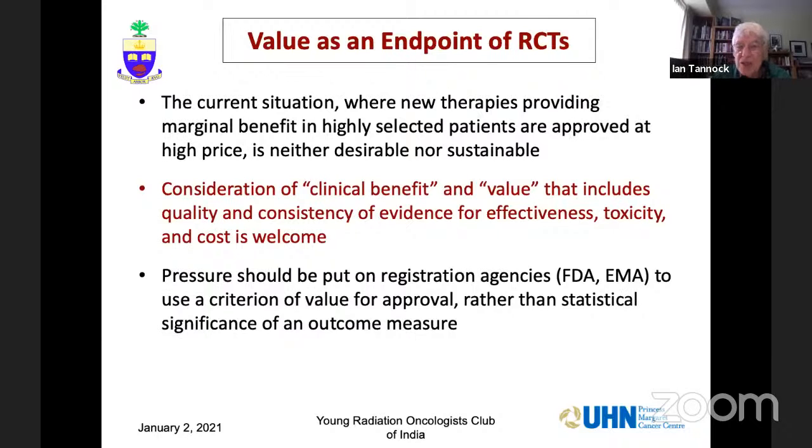And what we need to do is to put pressure on registration agencies to use a criterion of value for approval rather than statistical significance of an outcome measure. But so far, that just has not happened.